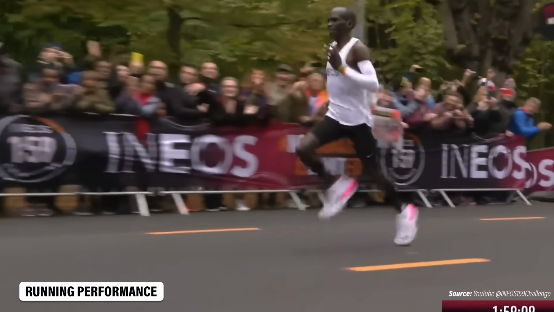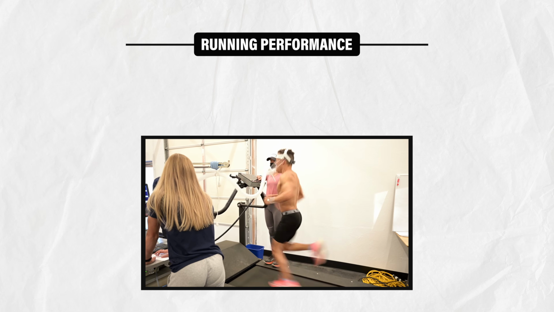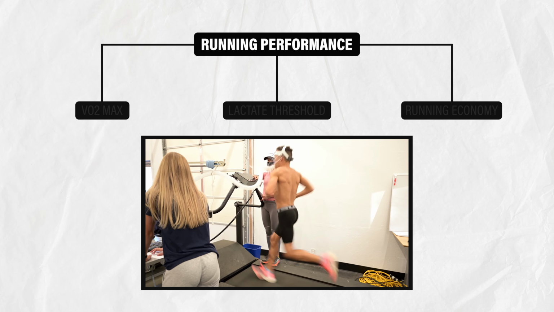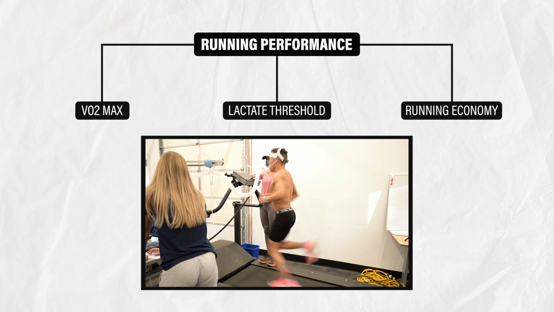Changing running biomechanics to improve running performance is a controversial topic. There are 3 primary determinants of running performance: VO2 max, lactate threshold, and running economy.